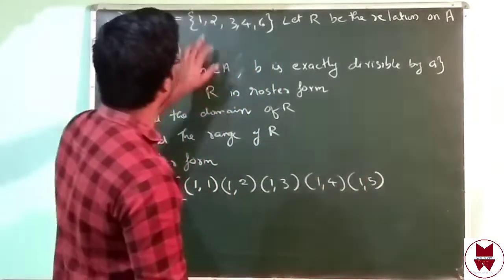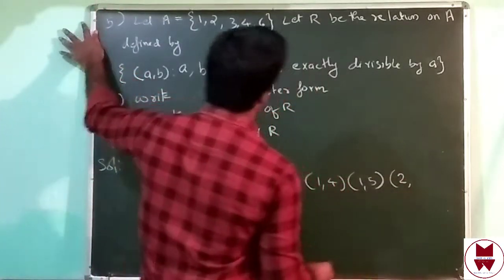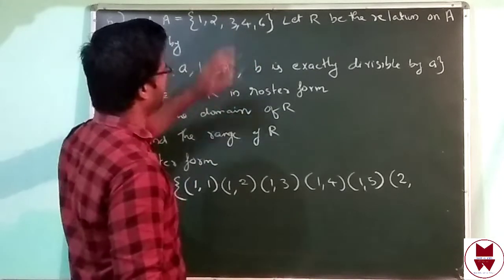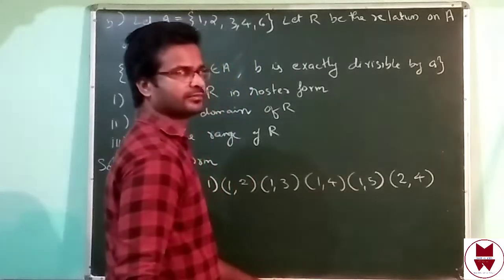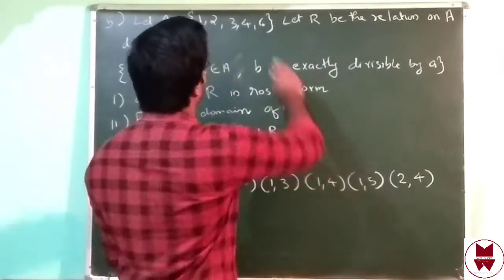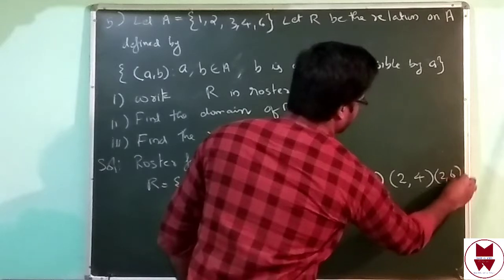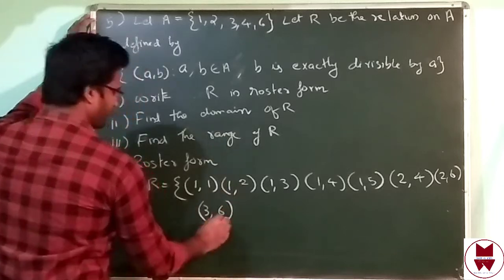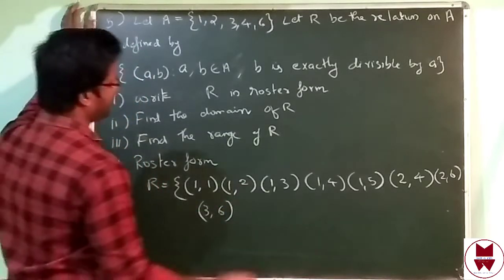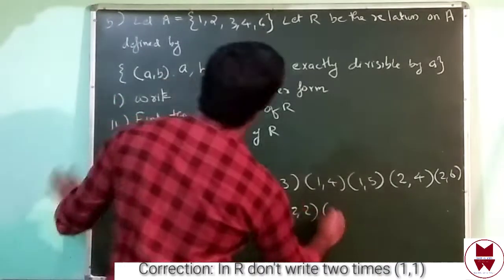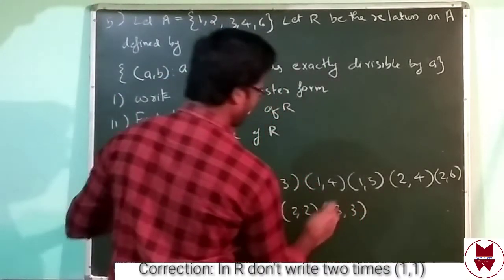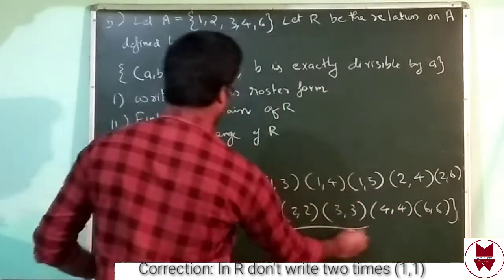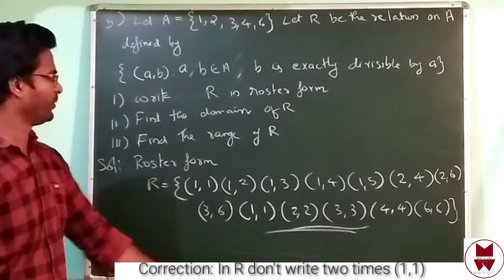Then take 2. If you consider 3 divided by 2, not possible. Then 4 divided by 2: (2, 4), answer is 2. Then (2, 6): 6 divided by 2. Okay. Then take 3: (3, 6), 6 divided by 3. Next (2, 2), then (3, 3), 3 divided by 3 possible. Then (4, 4), then (6, 6). This is our roster form.